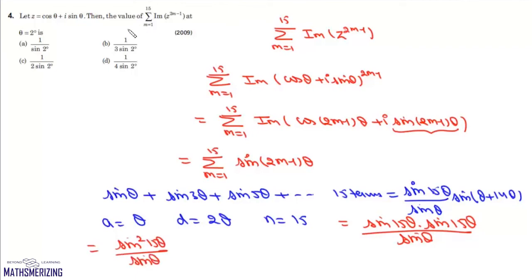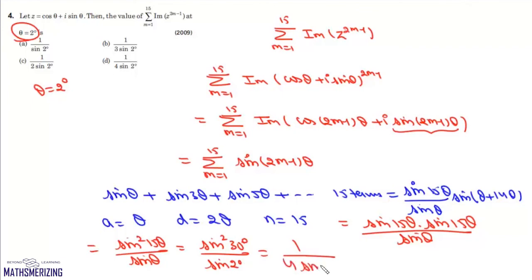Now in the question it says at theta equals 2 degrees. So the value of theta is 2 degrees. So we'll put theta as 2 degrees. We'll get this as sin square 30 degrees upon sin 2 degrees. Now sin 30 is 1 by 2. So this value will be 1 by 4 sin 2 degrees, and that's your option D.